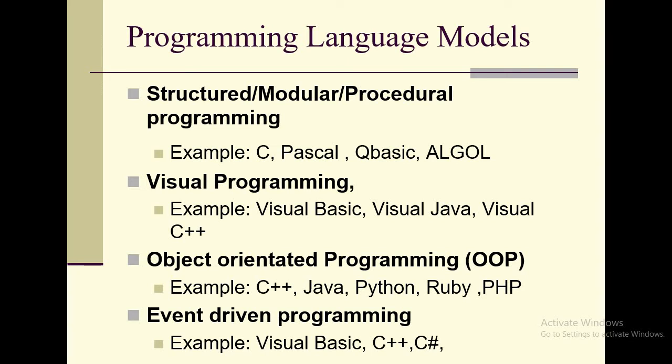C++ and some other programming languages have features that may overlap in different models. So this is not incorrect, this is correct. C++ may fall into object oriented programming, and even event driven programming. Okay, you need to memorize this slide. From here MCQ questions are frequently set.